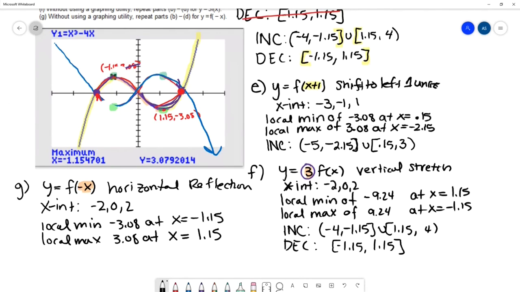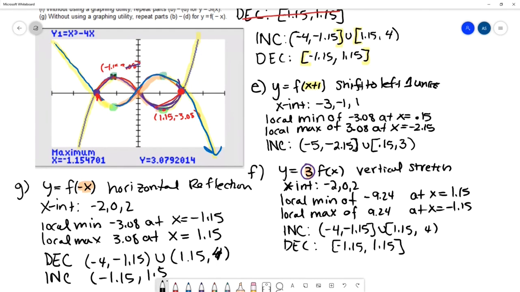And then I also see that our increasing and decreasing has changed. We're now going to be decreasing along this section here, and also decreasing along this section here, and increasing in the middle. So we have decreasing from -4 up until where our local minimum is, and then more decreasing starting at the local maximum until 4. And we're going to have increasing in the middle from -1.15 to 1.15.